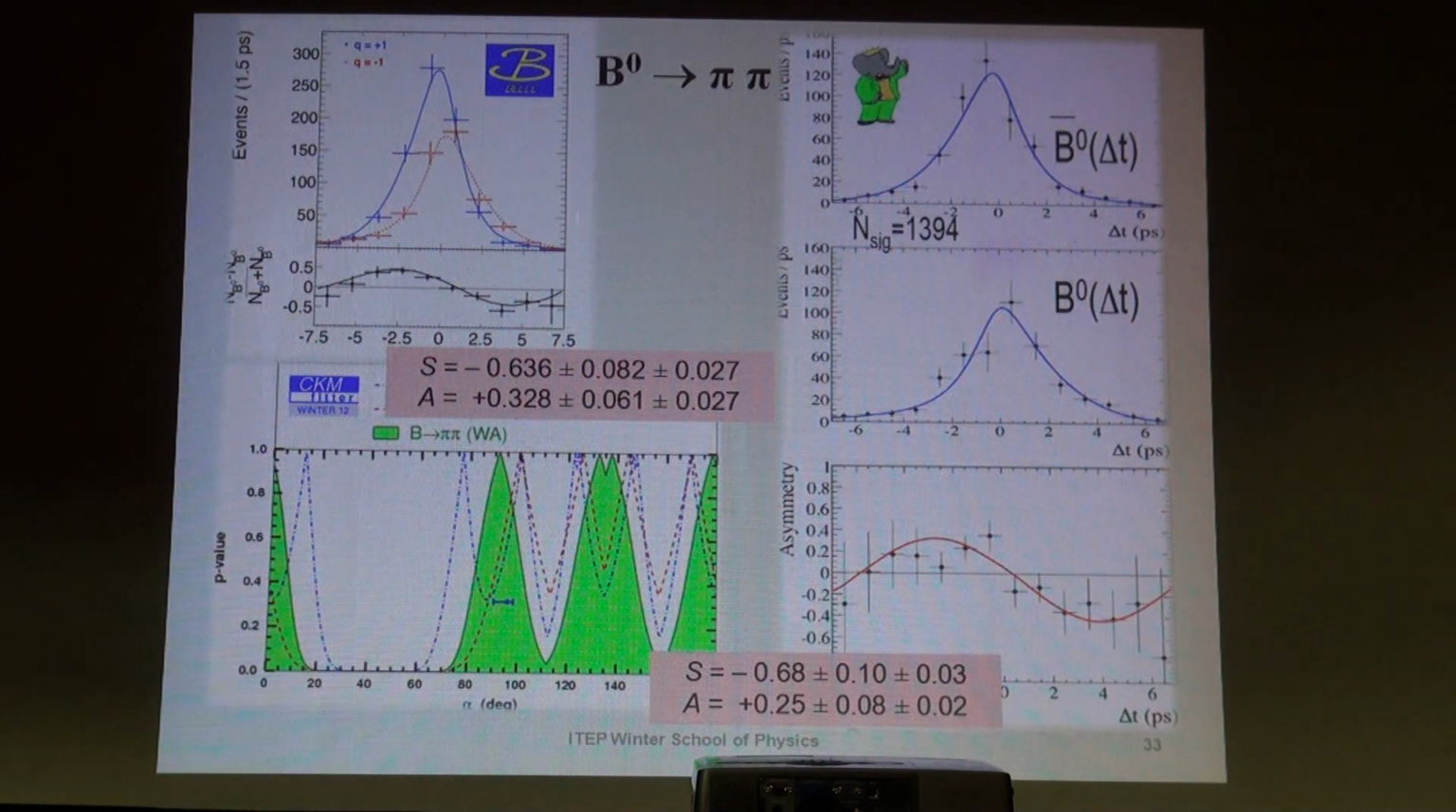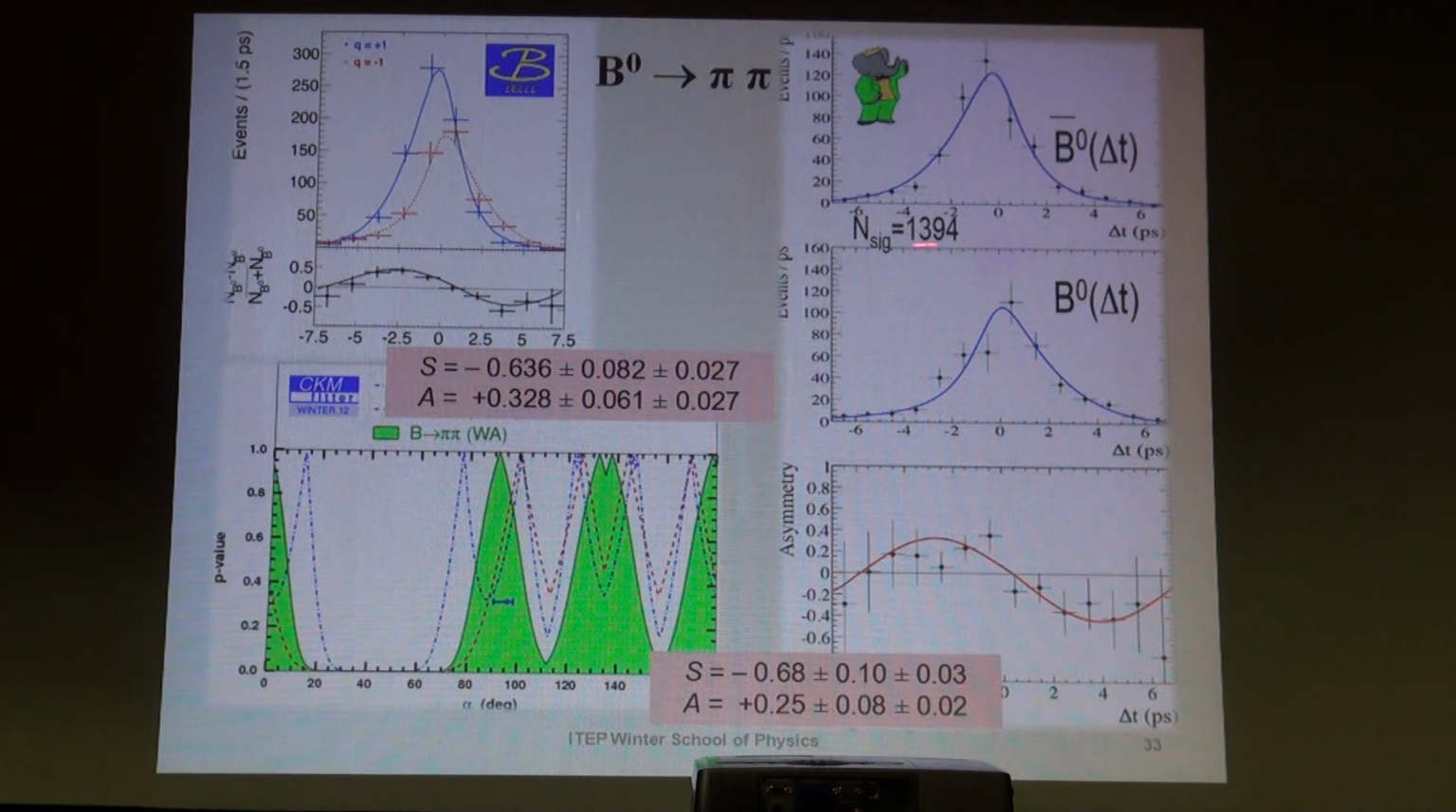In B0 decay into pi pi, we really see big direct CP violation. In case of J/psi K_S, it was zero. In this case, it's about 30%, in case of Belle, and again also 30% in case of BaBar. This direct CP asymmetry is seen here, yeah? Even if we integrate over the time, the asymmetry is not vanishing. It means that here we have this sine-like term, which is shifted from zero.